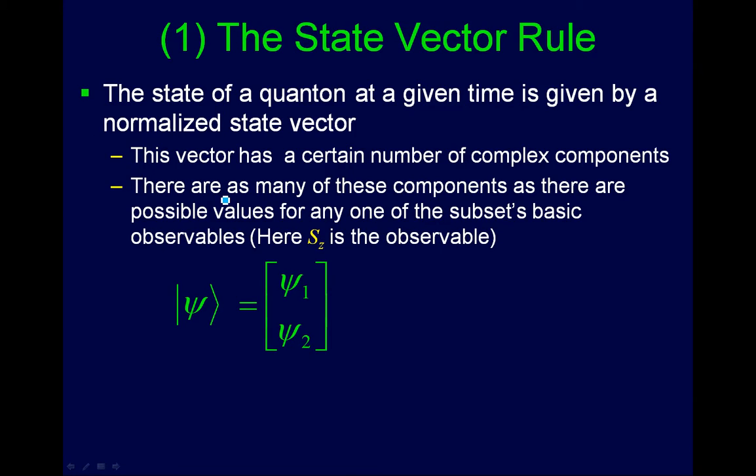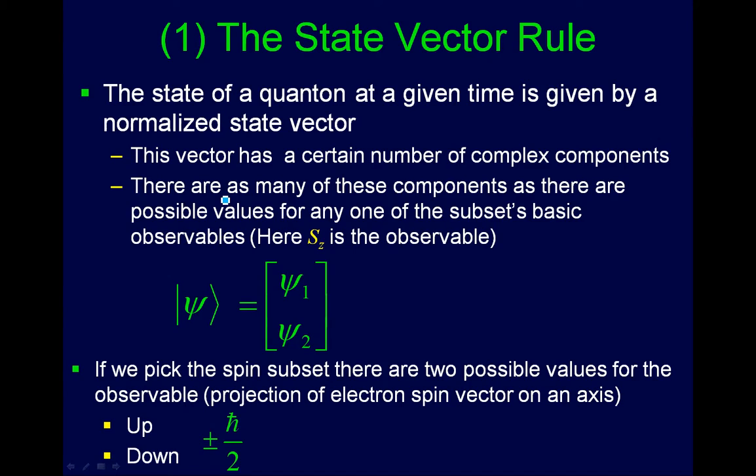So the very first rule is there's a state vector. The state of a quanton at some given time is given by a normalized state vector. This vector will have a certain number of complex components, and there are as many of these components as there are possible values for any one of the subset's basic observables. And so here the observable is the projection of the spin along some axis. All right, and we know that there's two possibilities, plus or minus h bar over 2. Basically your spin is up or down, aligned or anti-aligned with whatever axis you're talking about.